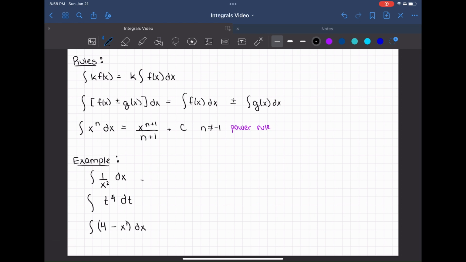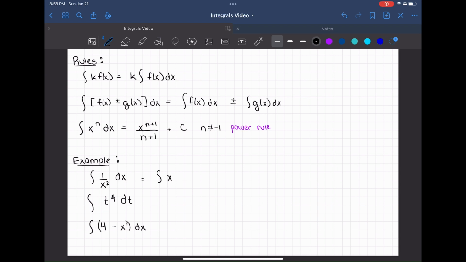So here's another interesting example. We have 1 over x squared dx. And you may be wondering how to deal with the denominator. And interestingly enough, we don't really know how to deal with this denominator. It gets a bit confusing. But we can convert this into a rule that we are familiar with. And I'll show you how.